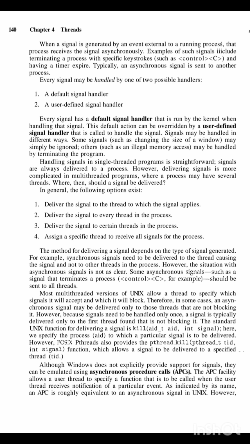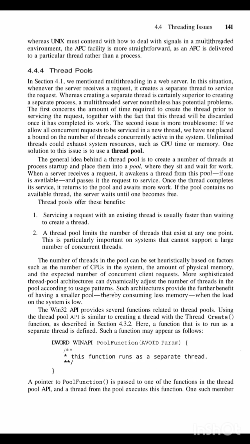The APC facility allows a user thread to specify a function that is to be called when the user thread receives notification of a particular event. As indicated by its name, the APC is roughly equivalent to an asynchronous signal in Unix. However, whereas Unix must be content with how to deal with a signal in a multithreaded environment, the APC facility is more straightforward, as an APC is delivered to a particular thread rather than a process.